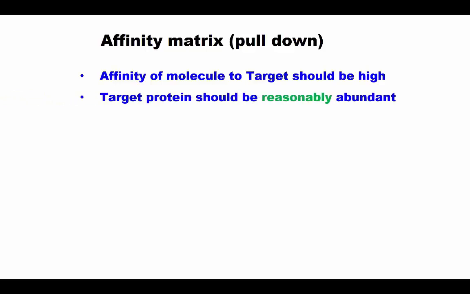Second criterion is the target protein should exist in reasonably high copy numbers. If the target protein number is too low, even though affinity is very high, maybe the end result of bound protein amount is too small, and it will be very difficult to analyze that protein. And relatively quite a large quantity of sample is required.